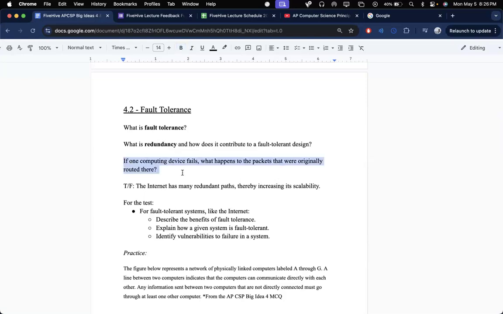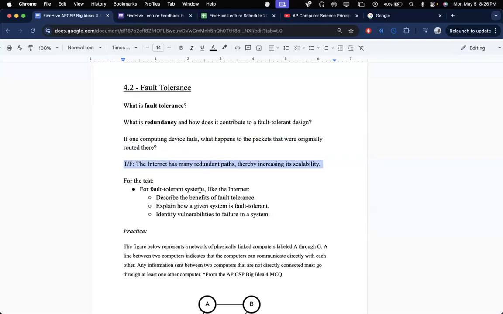So if one computing device fails, what happens to the packets that were originally routed there? Well, they just get routed elsewhere, right? Because it's dynamic. Again, here we go. The internet has many redundant paths, thereby increasing scalability. What do you guys think? True or false? Obviously true, right? Yeah, absolutely.